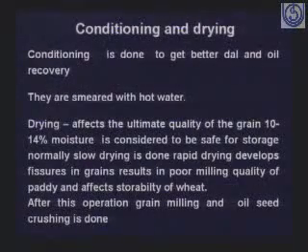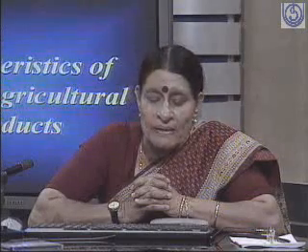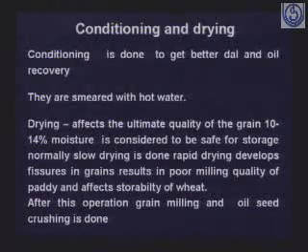Therefore, we have to next do conditioning and drying. Conditioning is done especially in the case of pulses and oilseeds to get better dal, and in the case of oilseeds to get better oil recovery by smearing them with hot water. Drying affects the ultimate quality of the grain. 10 to 14% of moisture is considered to be safe for storage.